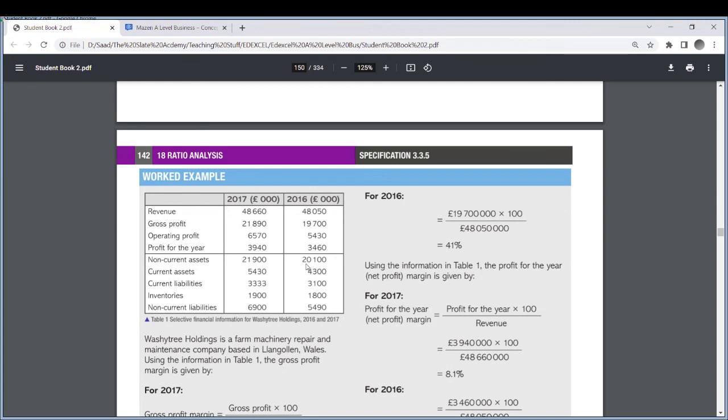20100 plus 4300, minus 3100, minus 5490. So this is equity plus non-current liabilities. You took the non-current assets plus current assets, which gives you the total assets, and then from this you deduct the total current liabilities, 3100, and 5490.